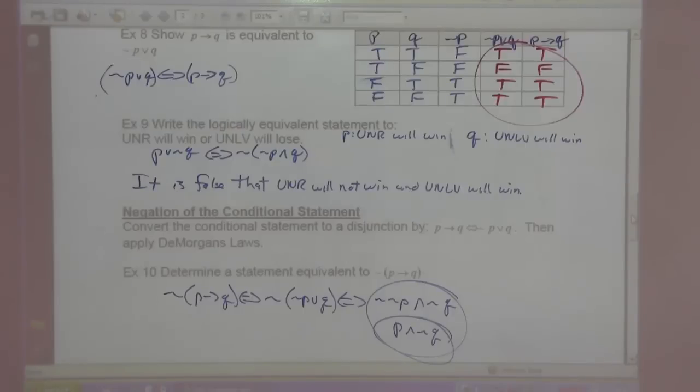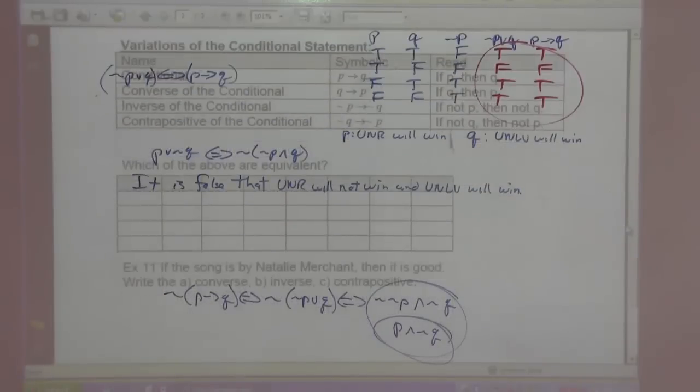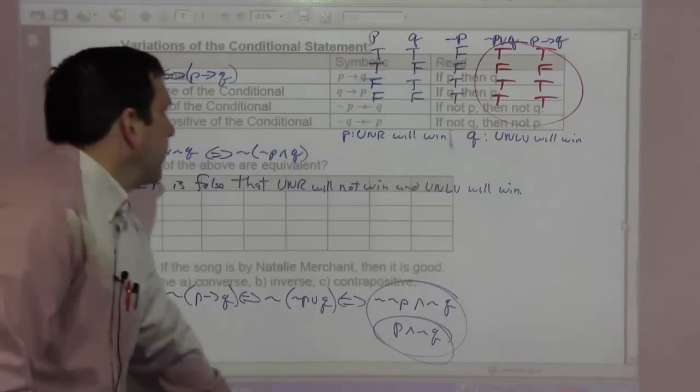I'm going to go on to the last page here, so feel free to pause if you need to. We have a couple of examples left.